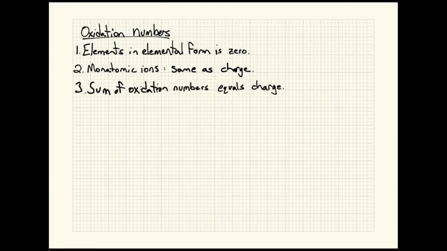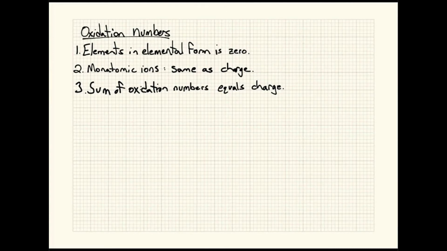The third rule is a little more complicated, and it's talking about binary compounds, so things with multiple atoms. How we're going to assign oxidation numbers in that context is that the atom that is more electronegative is assigned the more negative oxidation number.